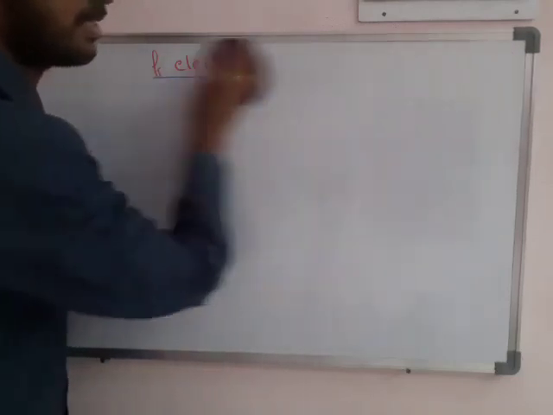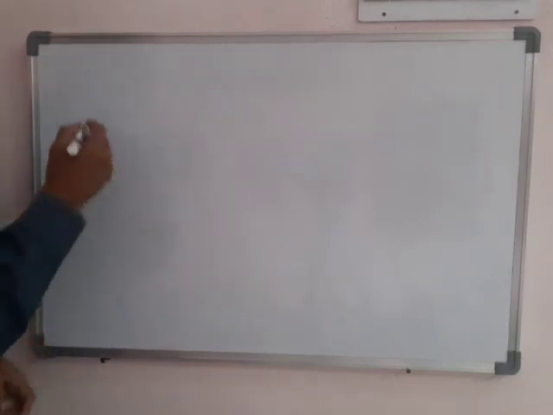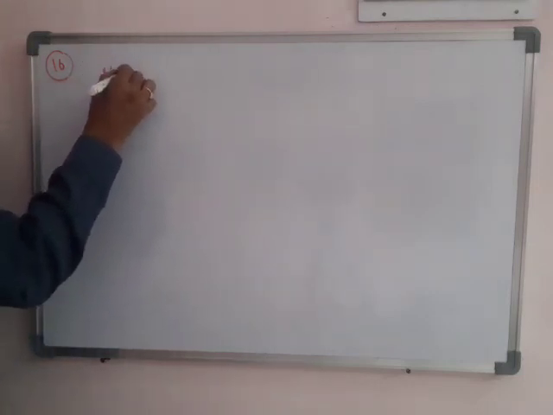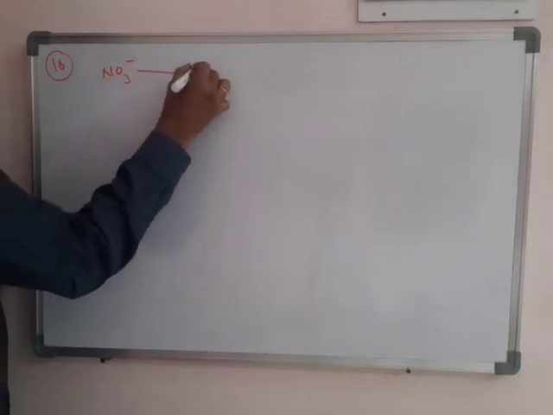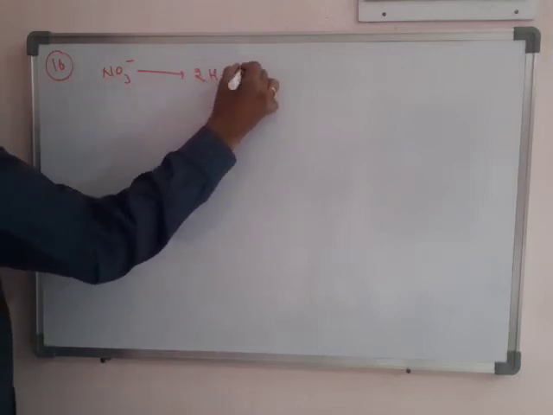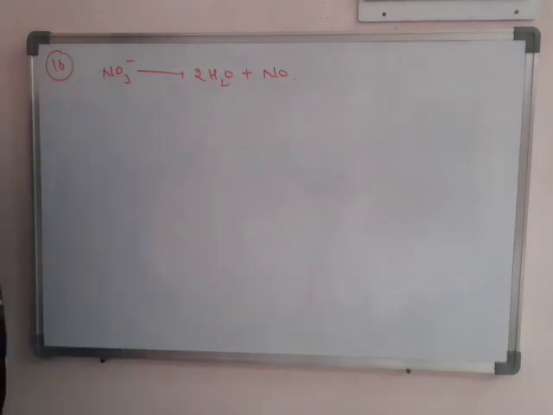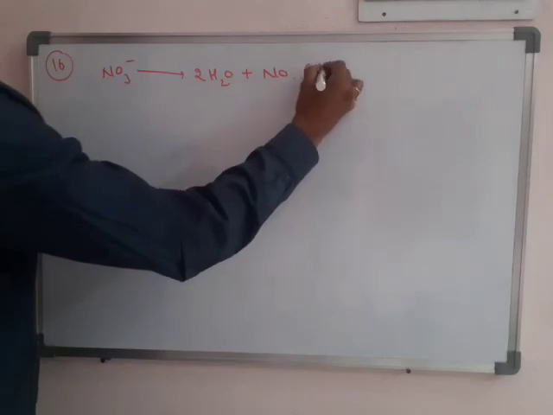In normal classes, we discussed many problems like this. I think we already did the same problem. Okay, see next. The equation is given: NO3 minus gives NO plus 2H2O. What is the question? The number of electrons, given in acidic medium.